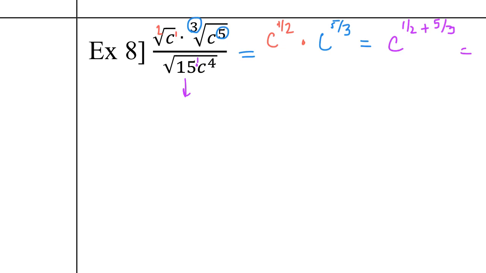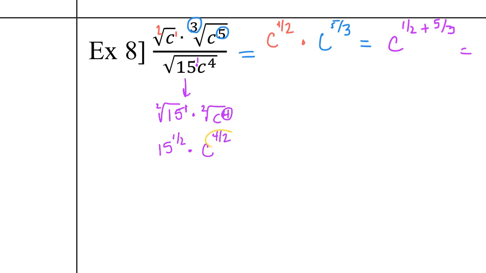15 and c to the 4th are being multiplied together. So this is actually square root of 15 times the square root of c to the 4th. Now that these are broken up, I can change them both into the exponent form. So this is going to be an exponent of 1, index of 2, 15 to the 1/2 times exponent of 4, index of 2, c to the 4 over 2.